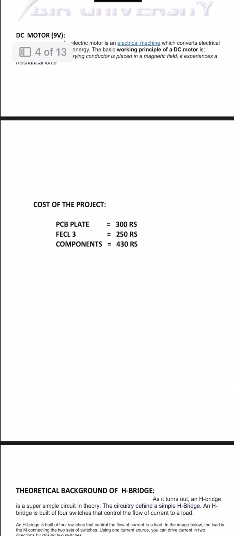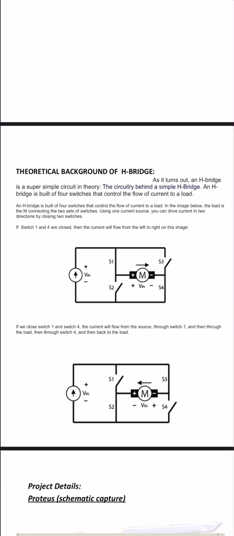And furthermore, moving towards the components which we are using and their price. The PCB plate which is used cost us 300, FeCl which is for etching purpose 250, and the components overall which are listed above are 430.